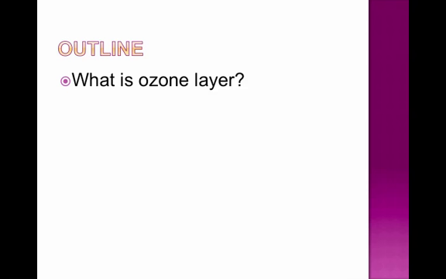It prevents 97 to 99% of the UV light, which is significantly harmful to animals, plants, humans, and the environment in general. Since it blocks the harmful UV light, the ozone layer is considered the most important environmental element of the day.